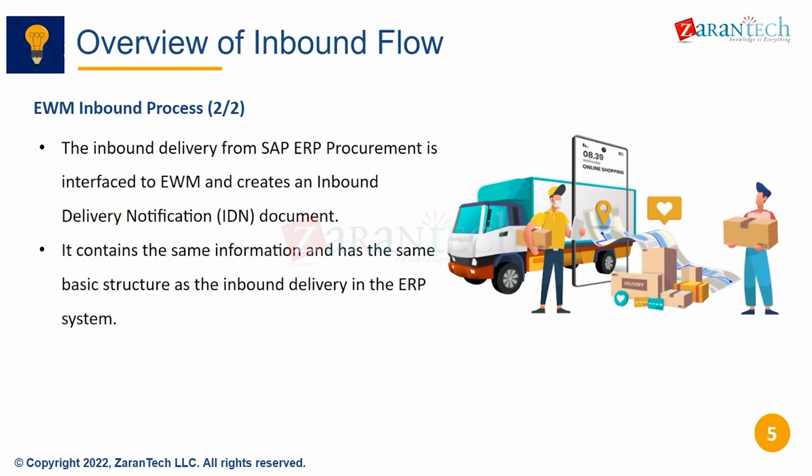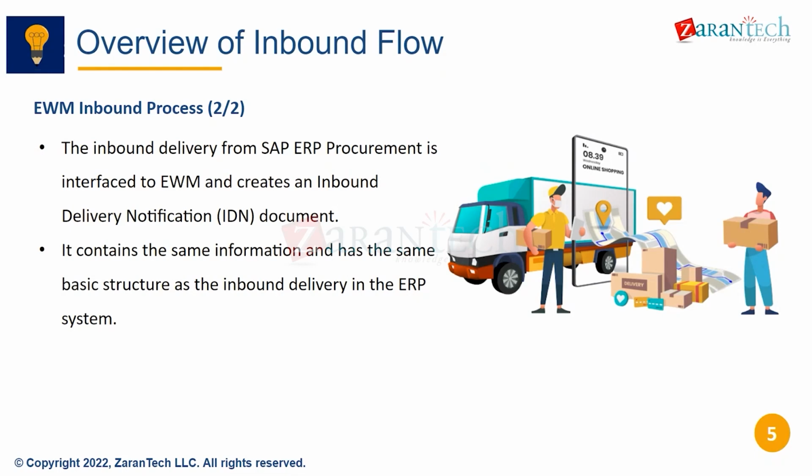In the inbound process, the first document in the ERP system is the purchase order. When we are receiving stock from an external vendor, the first document that is important for the EWM system is the purchase order. For that purchase order, an inbound delivery will be created, and the inbound delivery created in the ERP system will get transferred to the EWM system.